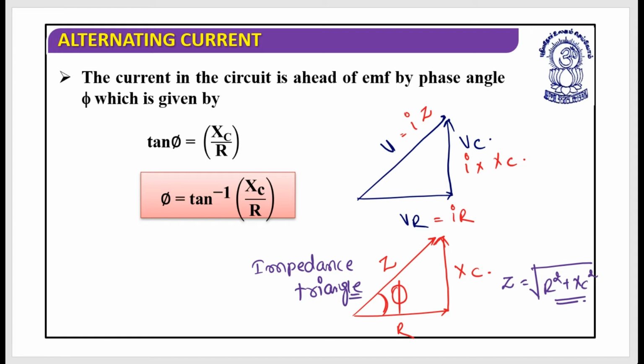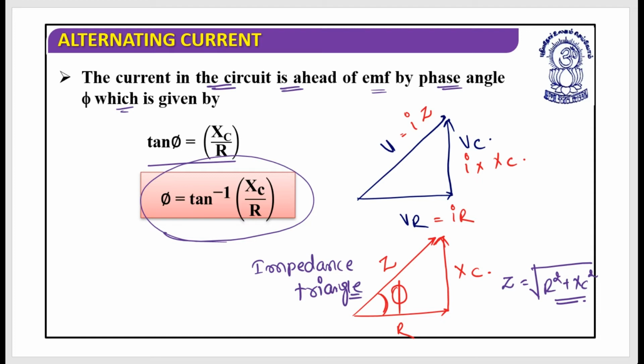Please do remember this. If the current in the circuit is ahead of the EMF by the phase angle phi, which can be related as tan phi is equal to XC by R, and from this it could be written as phi is equal to tan inverse of XC by R. I hope this is clear.